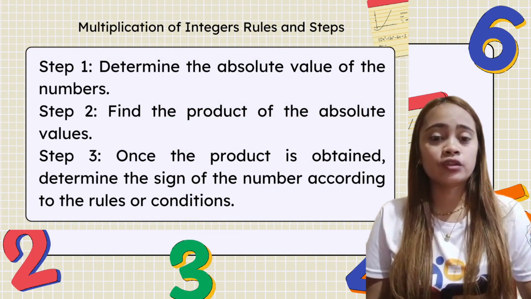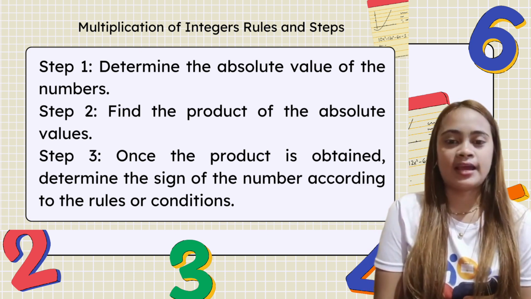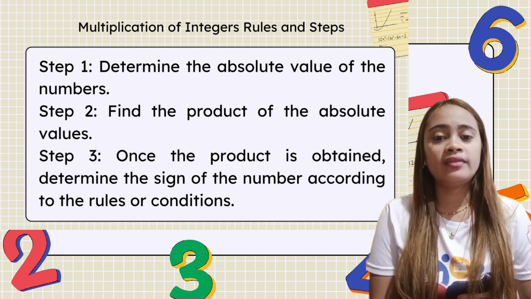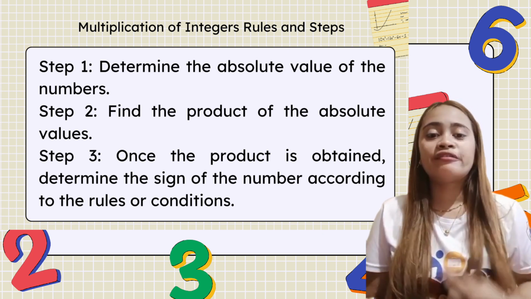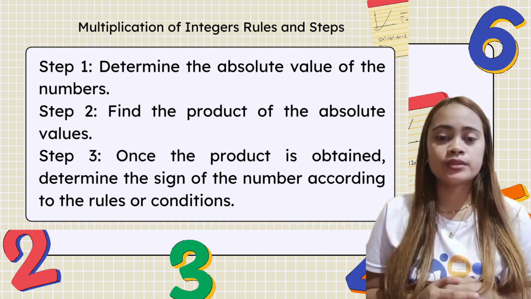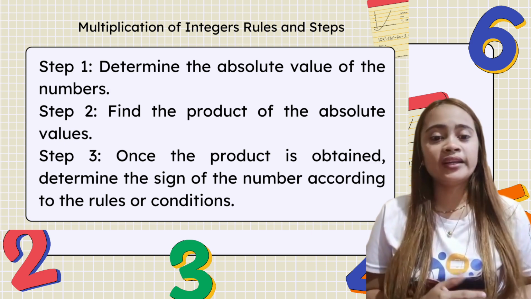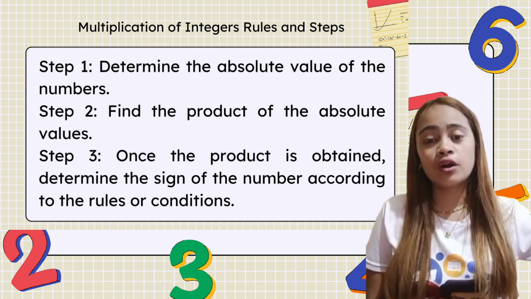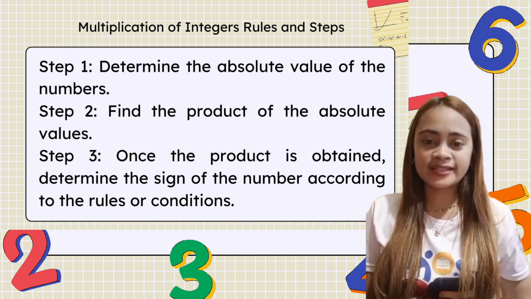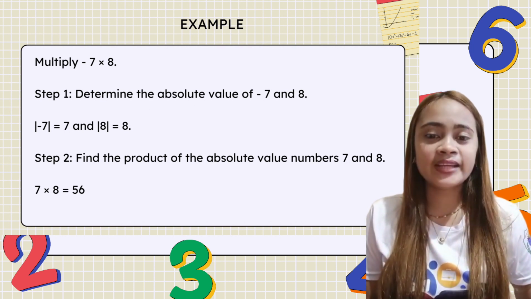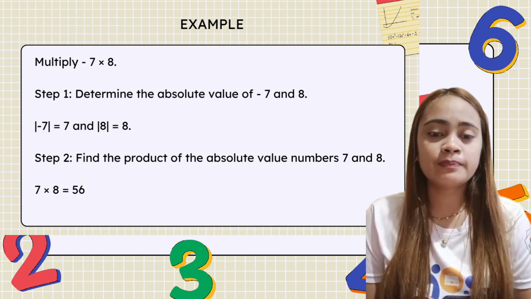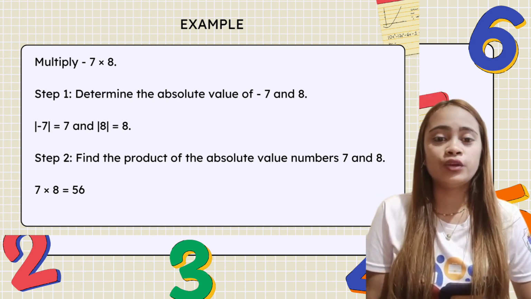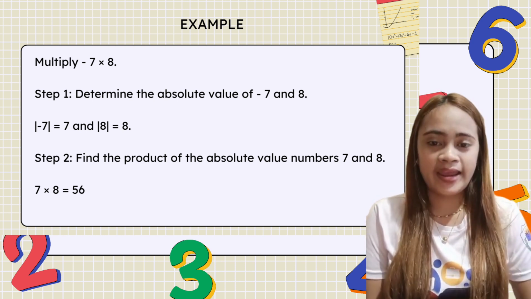And multiplication of integers, rules, and steps. Step 1, determine the absolute value of the numbers. Step 2, find the product of the absolute values. And step 3, once the product is obtained, determine the sign of the number according to the rules or conditions. For example, when multiplying negative 7 times positive 8. In step 1, determine the absolute value of negative 7 and 8.